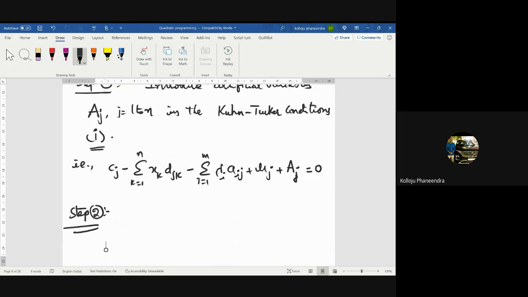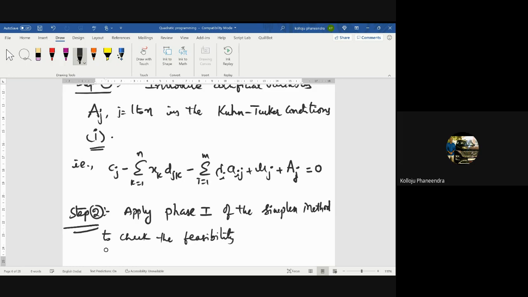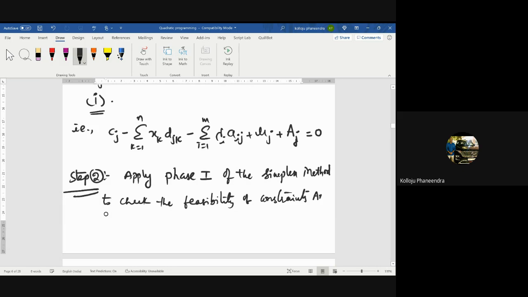Step 2, apply phase 1 of the two-phase simplex method, to check the feasibility of the constraints, the constraints Ax less than or equal to b.